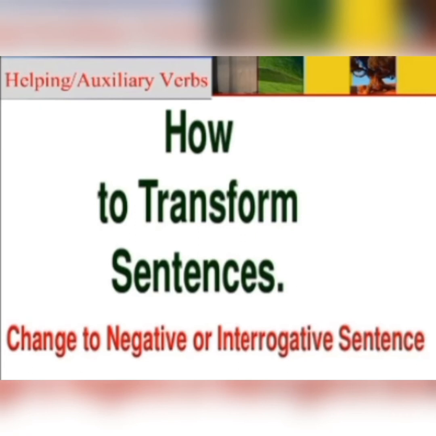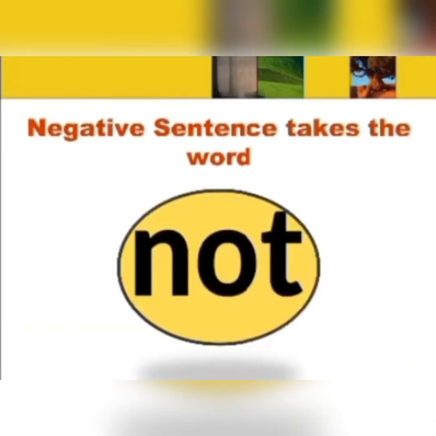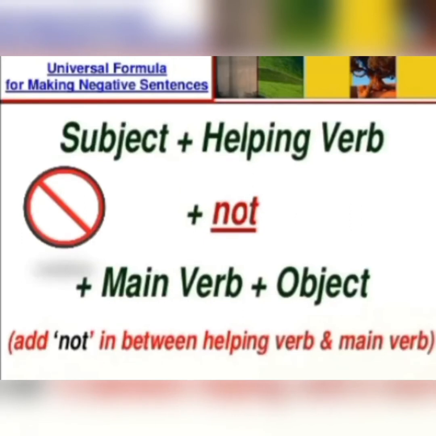So let's see how. One thing to keep in mind is that a negative sentence always takes the word not. Not is the word which will always be taken by the negative sentence. So let's see how. Subject plus helping verb plus not, main verb, and then your object. We will add not in between the helping verb and the main verb. This is the universal formula for making a negative sentence.